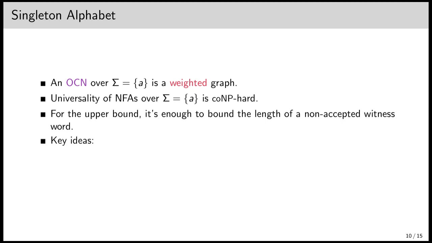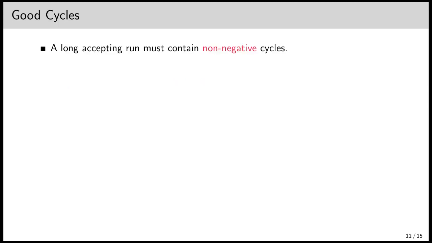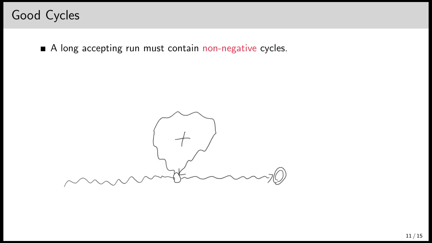The key ideas for bounding this length are good cycles, which can be moved around, and then using some bounds on DFAs. We'll start by looking at cycles that can be plugged and shifted around the run. Consider some long run. In order for the counter value to stay positive, the run must have non-negative cycles. We ask ourselves which cycles can be moved around the run. Some non-negative cycles, before ending up as non-negative, do have a negative prefix.